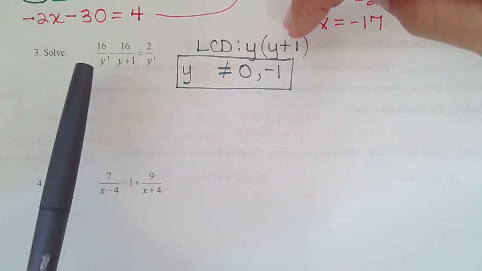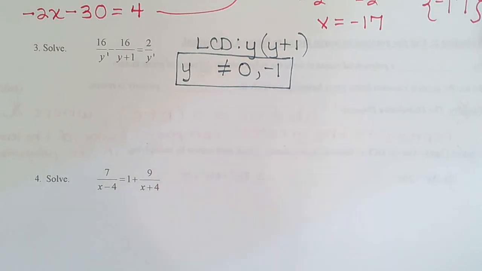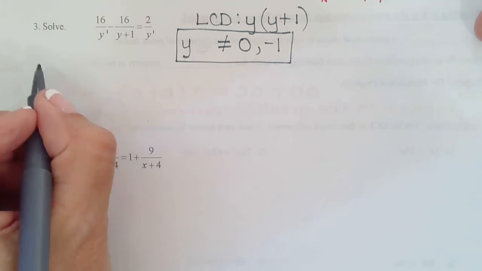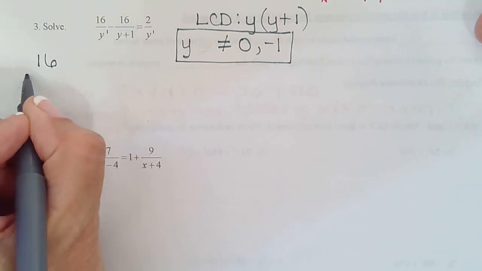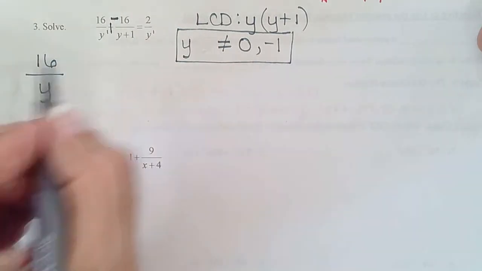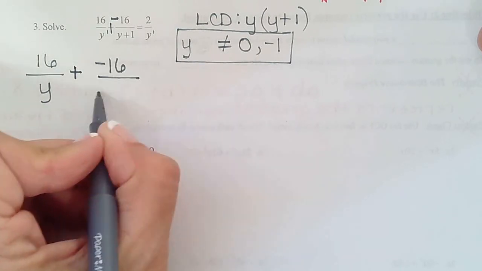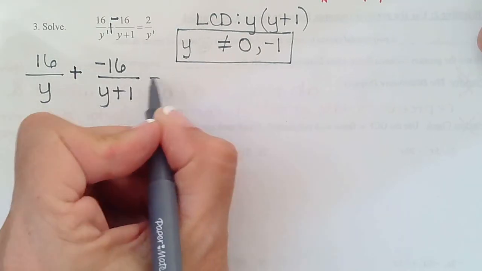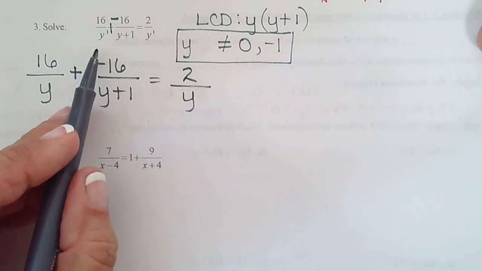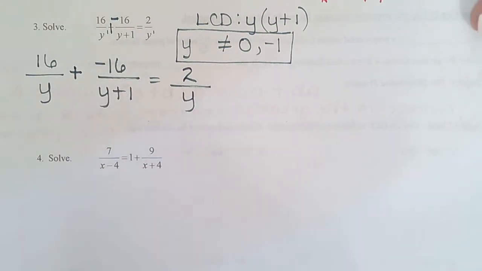So 0 makes that denominator 0, -1 makes that one 0. So those are the values we have to throw out if we get either one at the end. Okay, so now let's write our problem nice and big so we can do our canceling. Oh, I see a negative, so let's add the opposite and get that up there. 16 over y plus -16 over y plus 1 equals 2 over y.